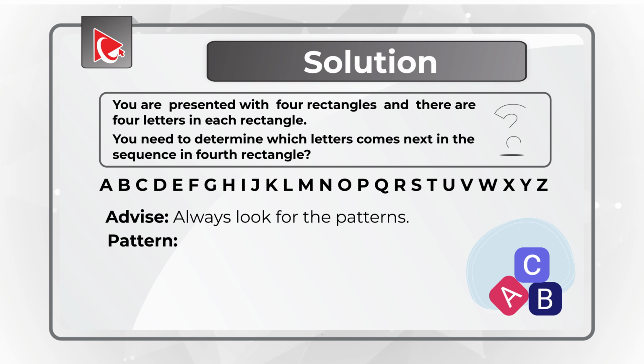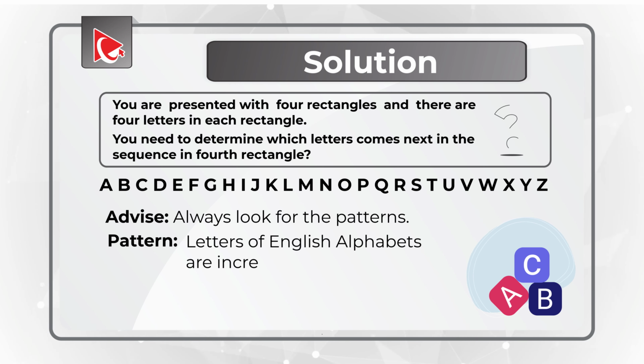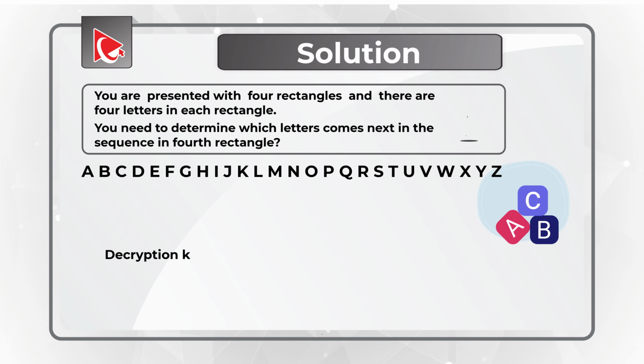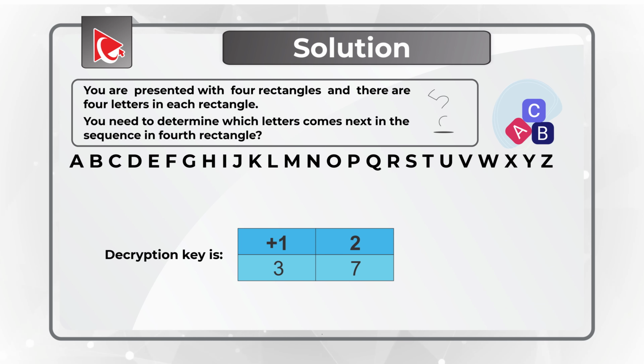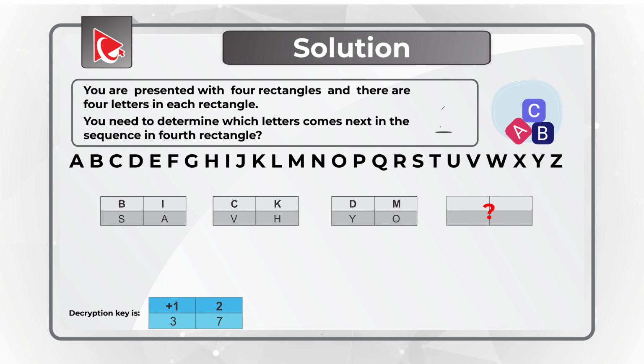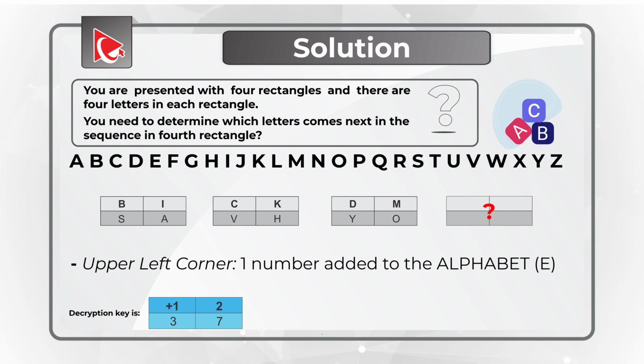As you might have guessed, letters of the English alphabet are incremented here by a certain number. Increment number is different for each section of the rectangle. And the decryption key, if you're familiar with encryption and decryption, is 1, 2, 3, and 7. Let's look into details. Let's start with the upper left corner of the rectangle and look at the existing sequence.